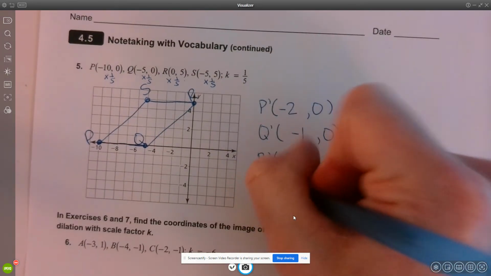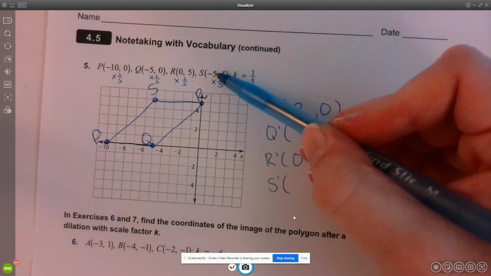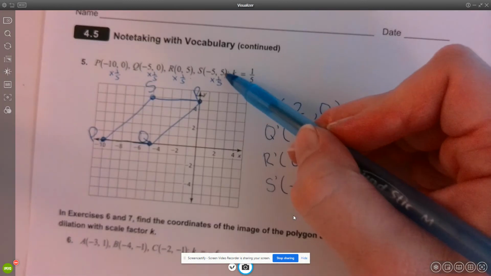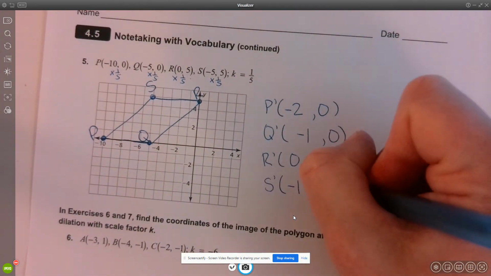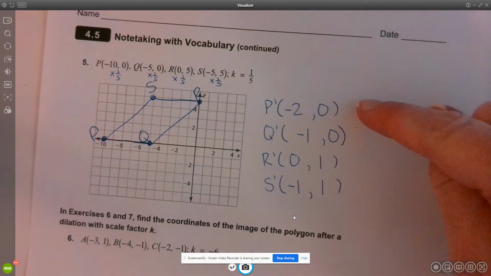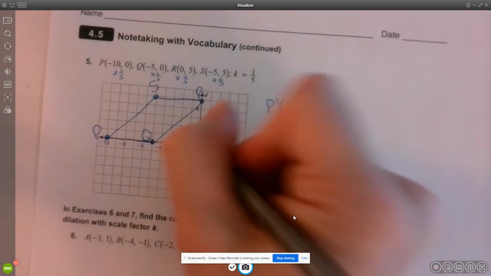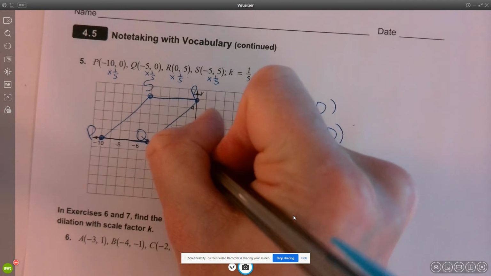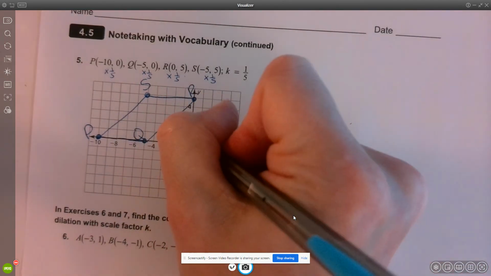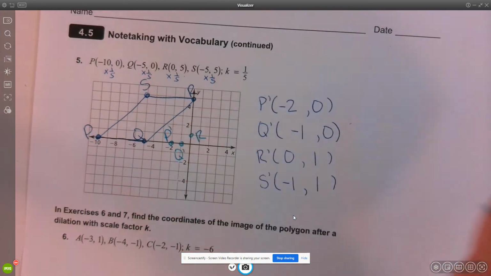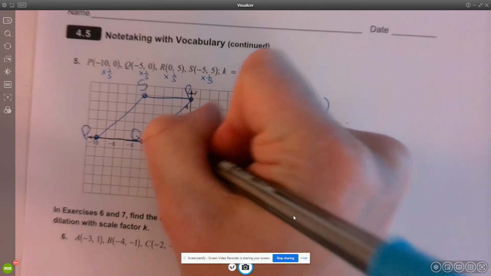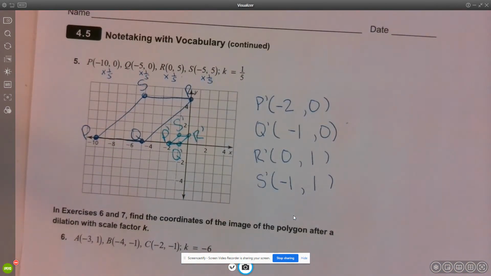And finally, to get S prime, we're going to multiply again. -5 times 1/5 is -1, and 5 times 1/5 is +1. Let's go ahead and graph our new image points. And we can tell that that quadrilateral definitely got smaller.